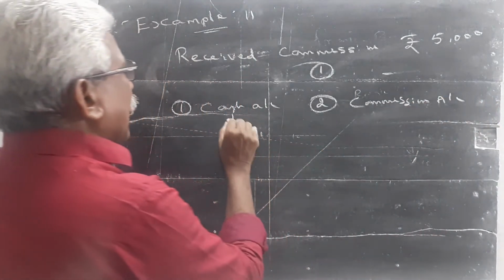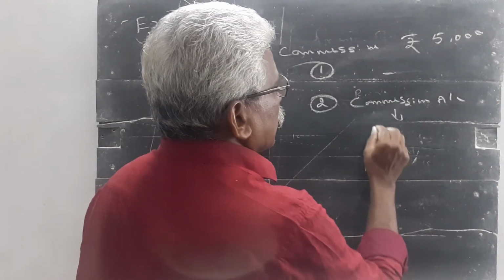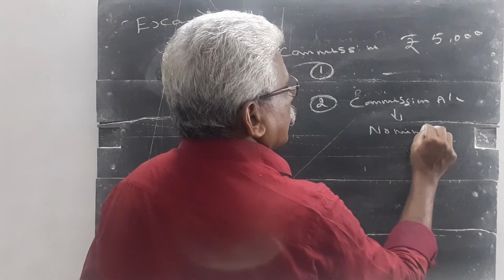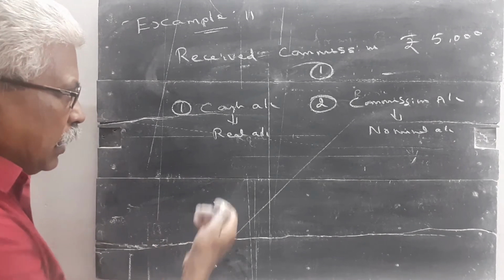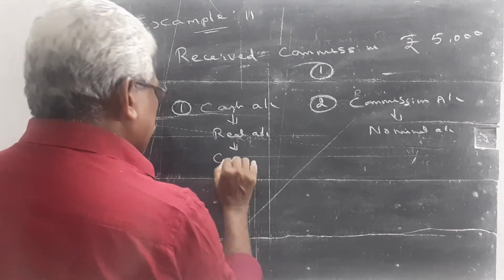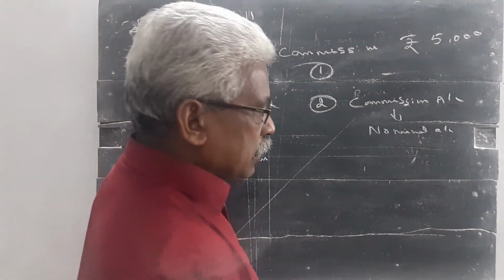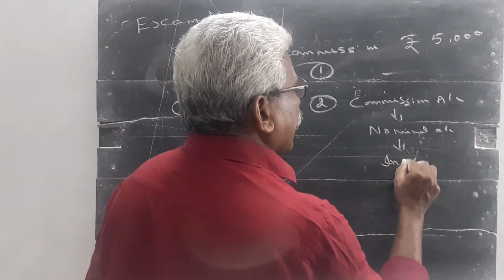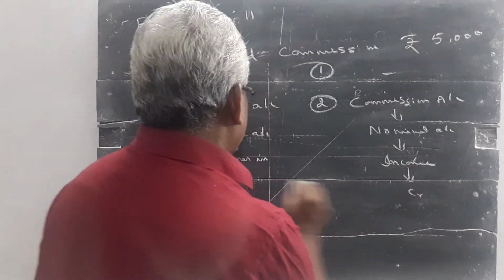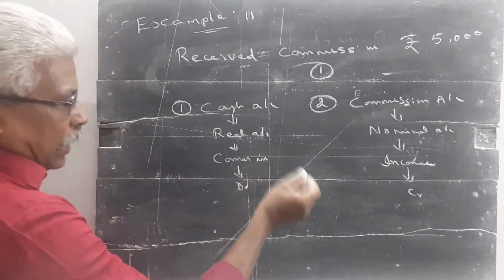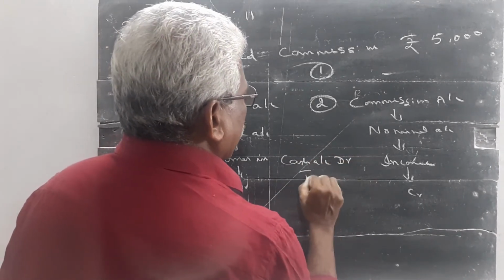Cash account is the real account. Commission is an income, received commission, so it is a nominal account. Debit what comes in. When we receive commission, cash comes in our hand. Commission is an income. Debit expenses and losses, credit incomes and gains. It is an income, so this account is credited and the cash account is debited. So the journal entry is cash account debtor to commission account.